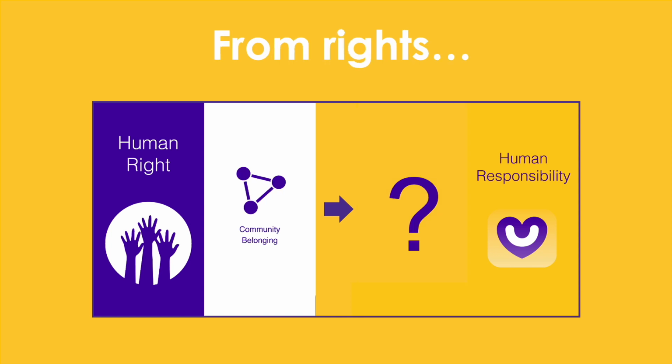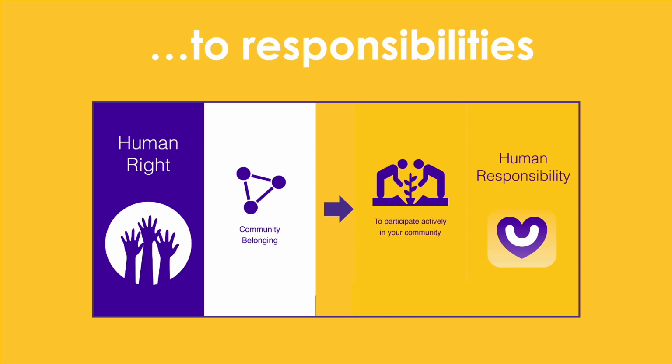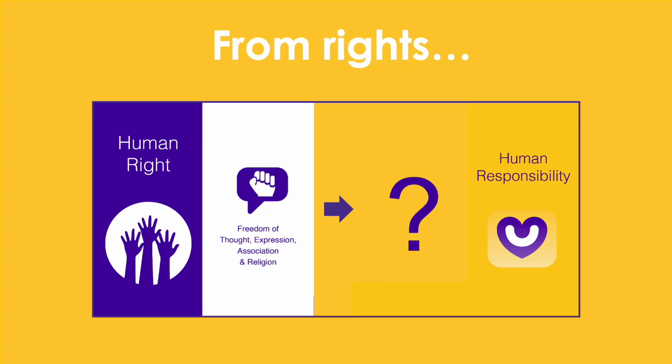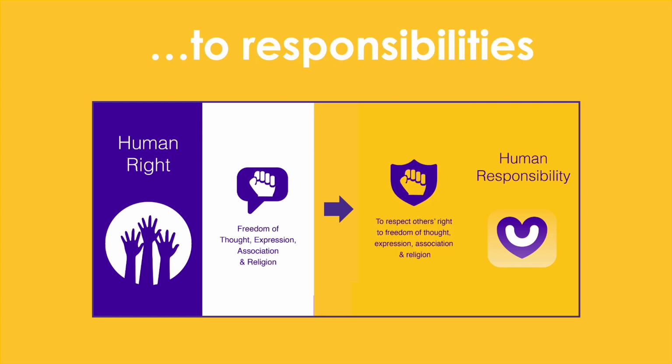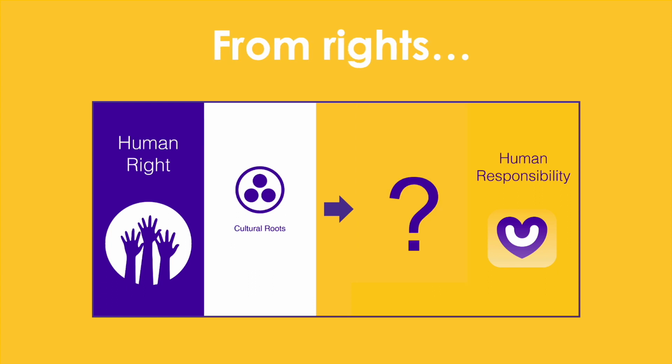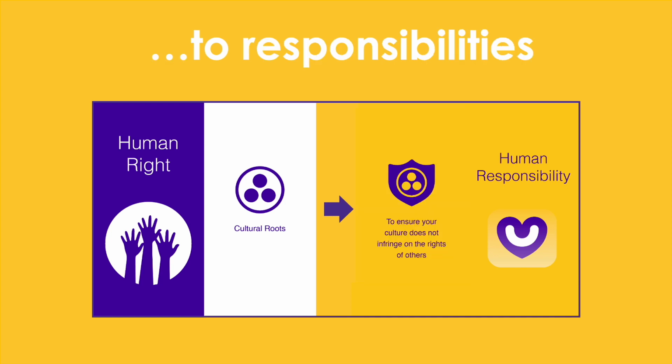If you have a human right to community belonging, your human responsibility is to participate actively in your community. If you have a human right to freedom of thought, expression, association, and religion, your human responsibility is to respect others' right to freedom of thought, expression, association, and religion. If you have a human right to cultural roots, your human responsibility is to ensure your culture does not infringe on the rights of others.